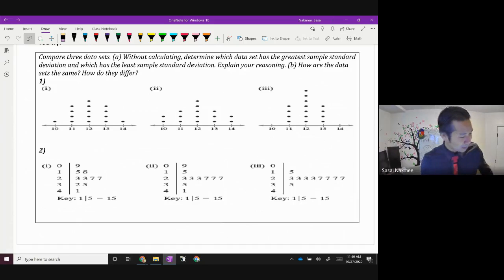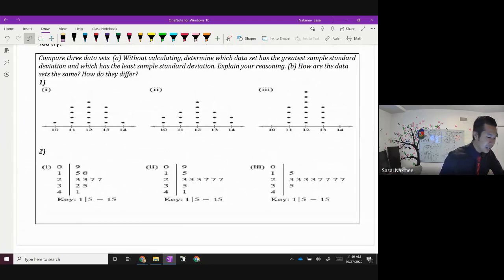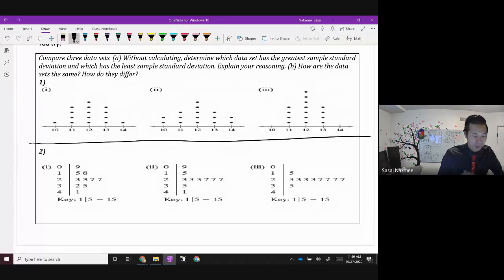Anyways, let's keep going here, right? Compare the three data sets without calculating. Determine which data set has the greatest sample standard deviation and which one has the least sample standard deviation. So these are two problems, by the way. Don't mix them up into one problem, right? So looking at this, hopefully you guys can see the larger your standard deviation, the more your data spreads out.